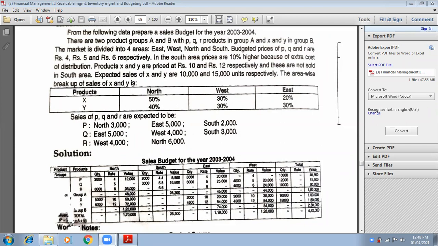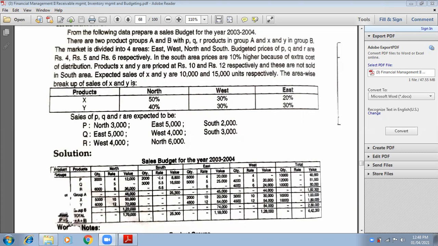So what you will do, go to the south column. Go to the south column and 3,000 units are to be sold for product Q. So Q, column south, quantity 3,000 into... now wait. What was the original price of product Q? 5. So what you will do, 10% increase. To increase 10%, what will you do, add or less? Add. So in the calculator, do 5.